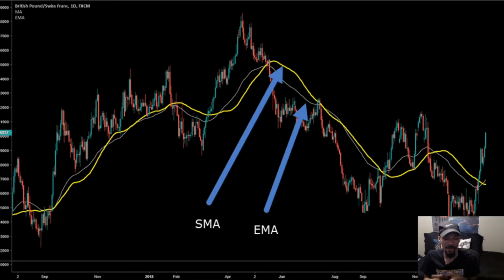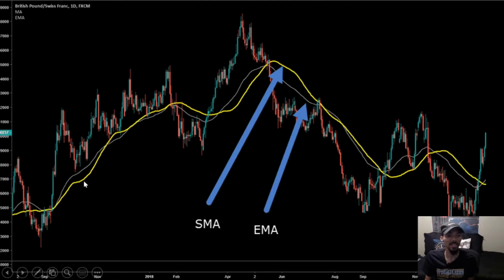Now, from my personal experience, if I'm looking at a much shorter period of time, I like the exponential because it'll give you a faster reaction versus the simple. If you're looking at a longer period of time, simple moving average could be fine. But if you're looking at a shorter period of time, use the exponential moving average.